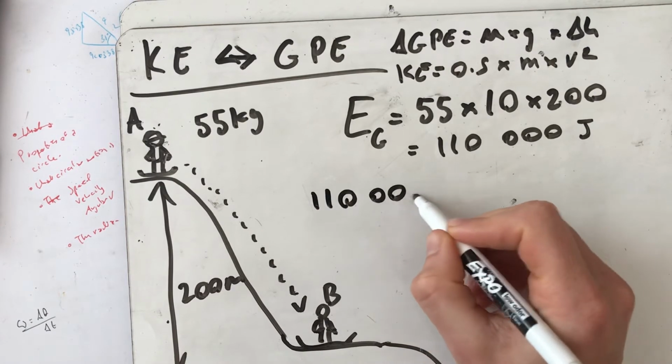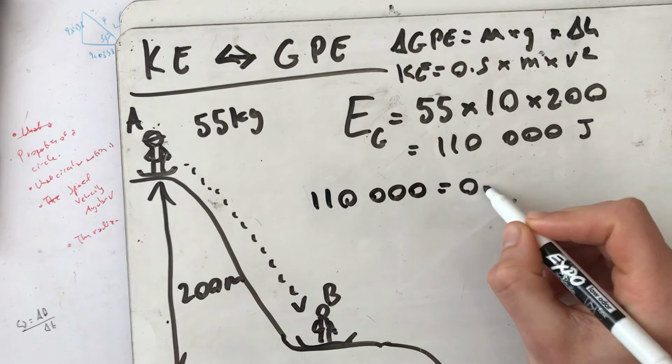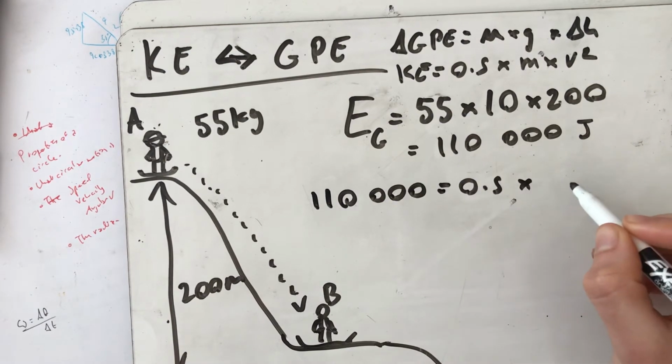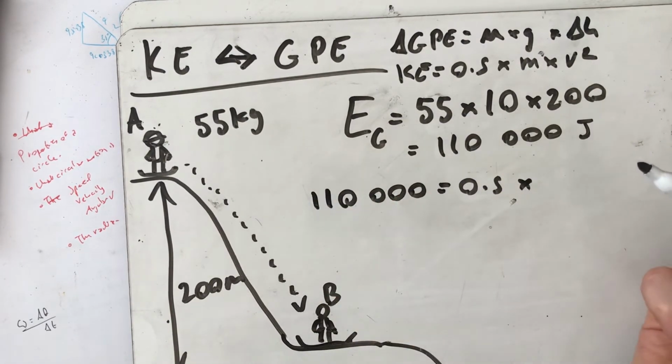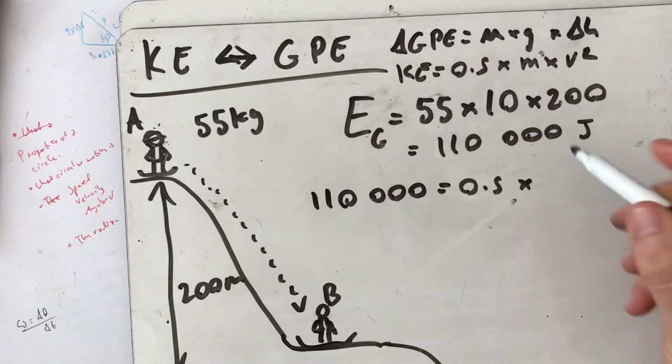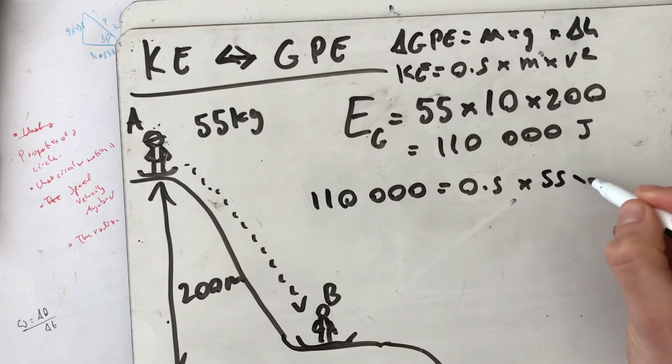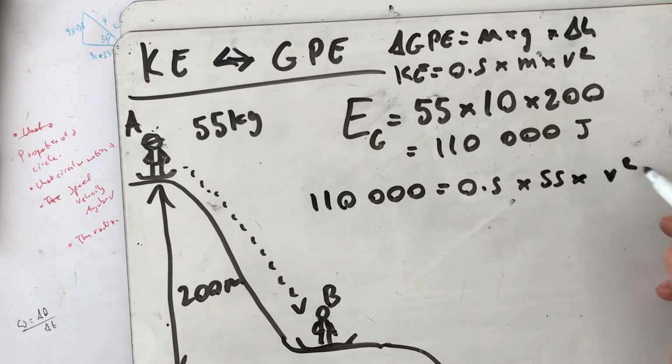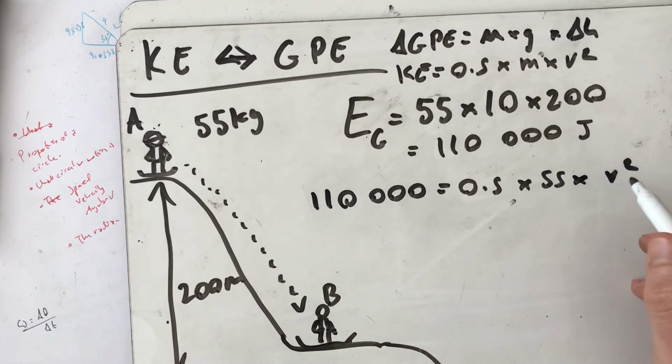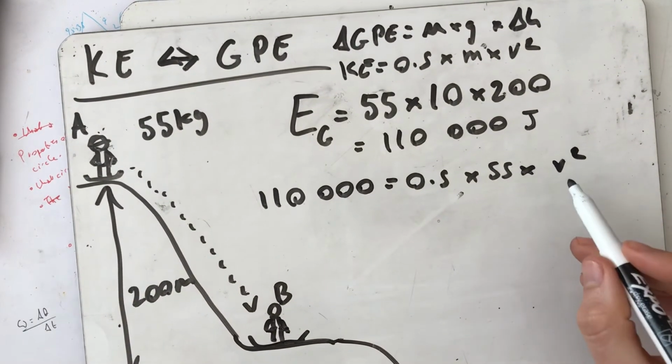110,000 equals 0.5 times his mass. Now let's do a substitution. His mass is 55 kilos, times his speed squared. We don't know this, but this is what we are interested in. It's what we want to find out.